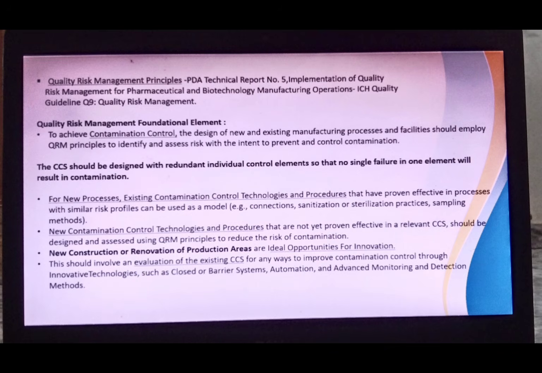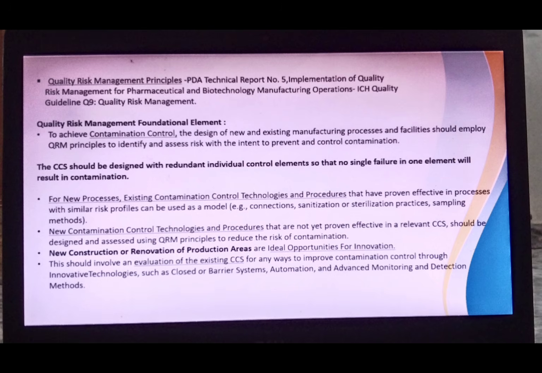Quality risk management principle, PDA report number 50. Implementation of QRM for pharmaceutical and biotechnology manufacturing operations, ICH quality guideline Q9. Quality risk management and foundation elements to achieve contamination control. The design of our new and existing manufacturing process and facility should employ QRM principle so as to identify and assess risk and intend to prevent and control contamination.